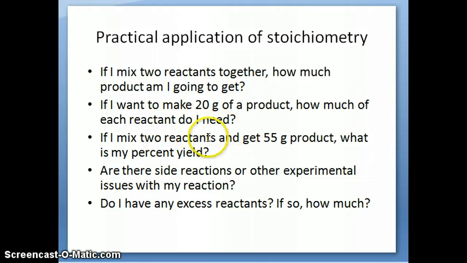If you have two reactants and you get a certain amount of product, what's your yield? How much do you actually get in terms of percentage? Do you have any side reactions or other experimental issues with your reaction? You can figure this out by calculating that percent yield component. Do you have excess reactants? If so, how much can you recycle it, and so on.